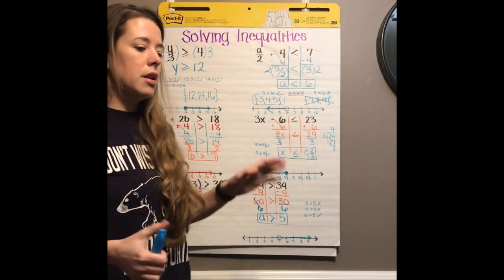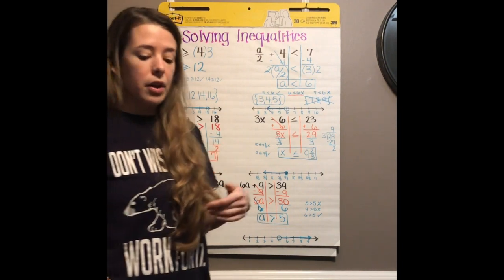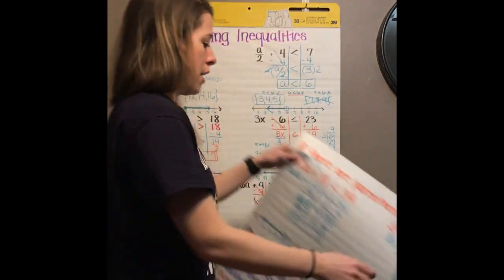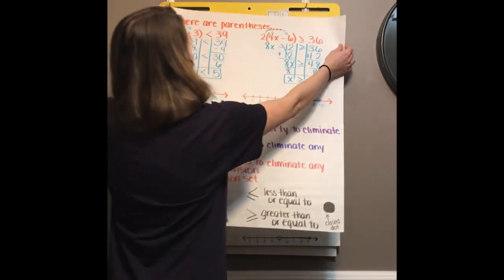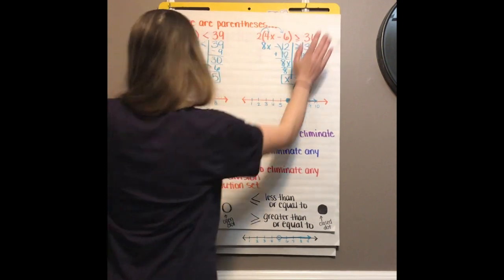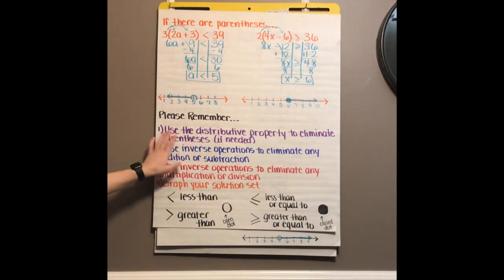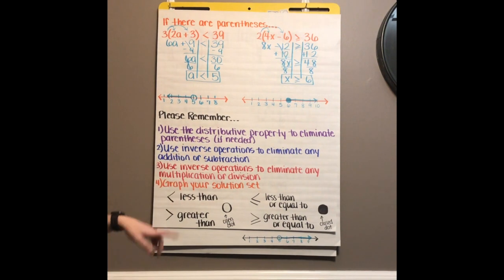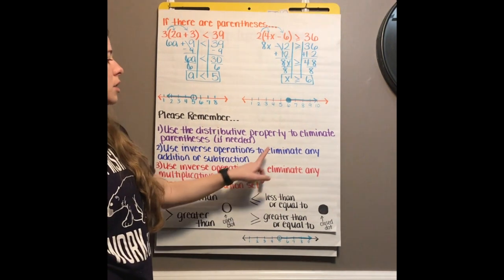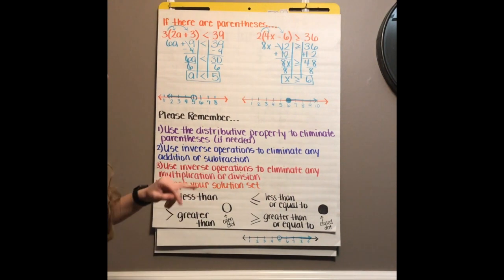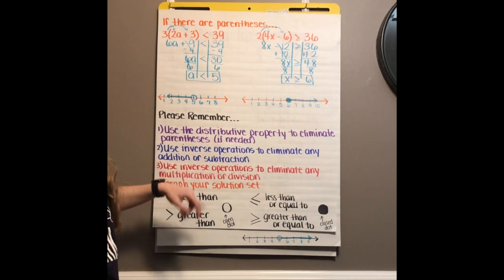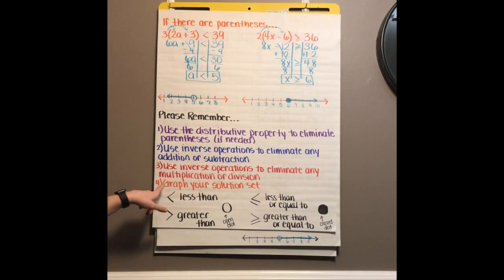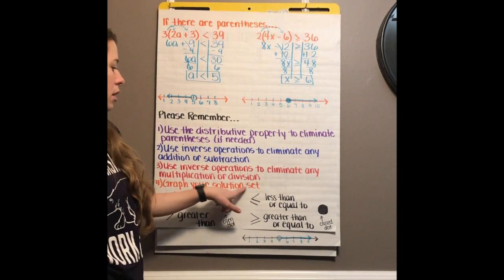Solving inequalities, same steps we followed when we were solving equations, except now we actually have to graph our answer on the number line. So when we are doing these solutions, please remember we're going to use the distributive property to eliminate parentheses if needed. We're going to use inverse operations to get rid of any addition or subtraction. We're going to use inverse operations to then eliminate any multiplication or division. And then we're graphing the solution set.